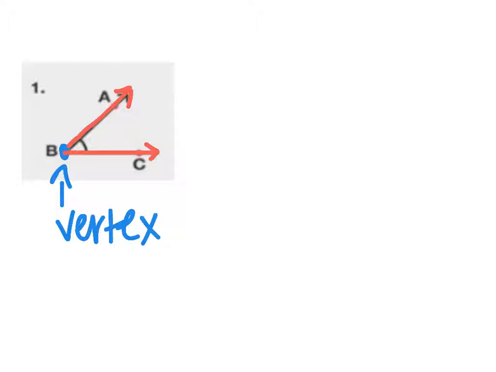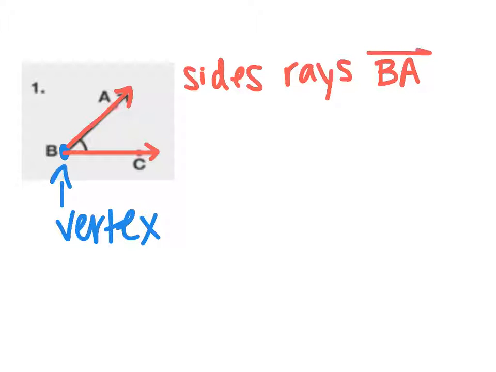Sides are made up of rays, not segments, not lines, but rays. These would be BA, starting at the vertex and going towards the arrow, and then again starting at the vertex B and going towards C. CB and AB are not the sides. It has to start at the vertex and go out.